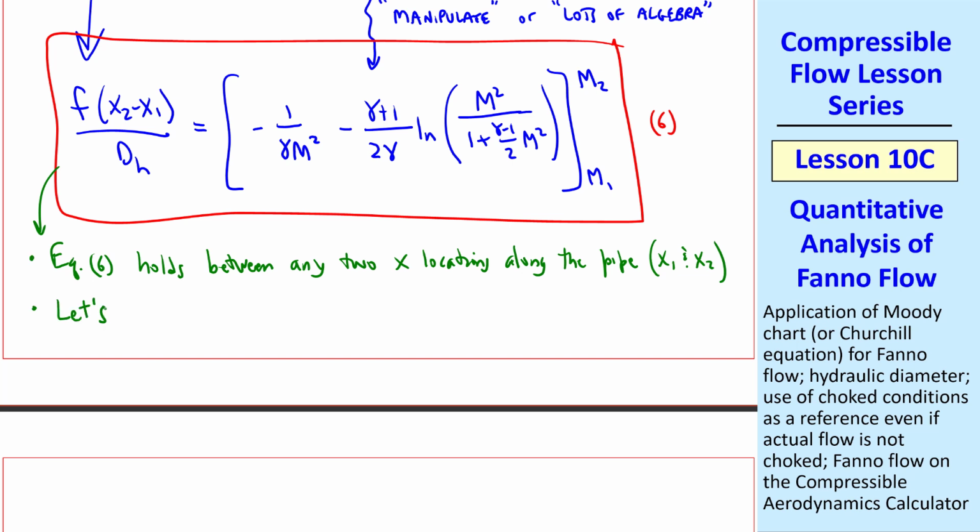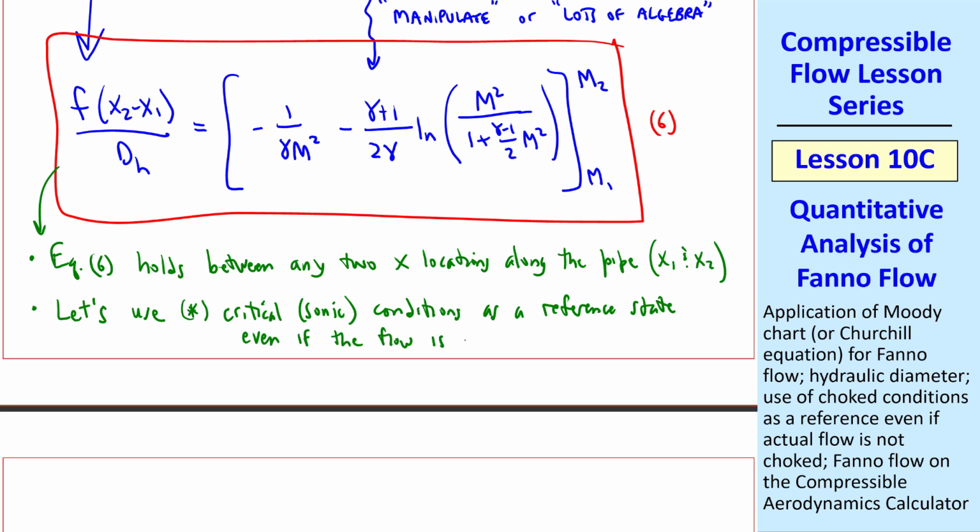So let's do the same kind of trick that we did with Rayleigh flow. Namely, we'll use the star, asterisk, critical or sonic conditions as a reference state, even if the flow is not choked. In other words, even if we never reach choked conditions from 1 to 2. We can use the critical conditions, whether they actually exist in the flow or not.